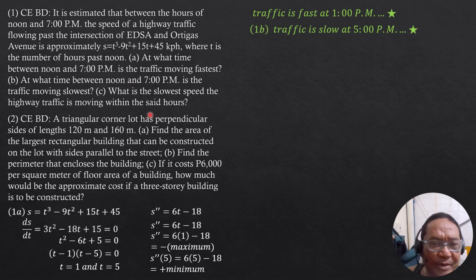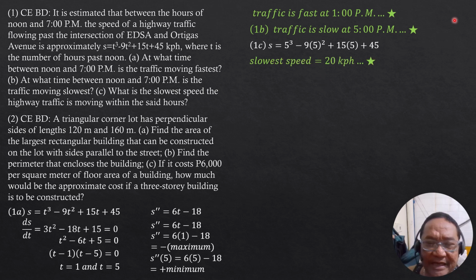Then what is the slowest speed that the highway traffic is moving within the said hour? So we substitute into the formula for speed the corresponding time for slowest speed, which is 5 hours or 5 p.m. in this case. So S is equal to 5 cubed minus 9 times 5 squared plus 15 times 5 plus 45. And the slowest speed is equal to 20 kilometers per hour. So that's it for that problem. We proceed to the second problem.